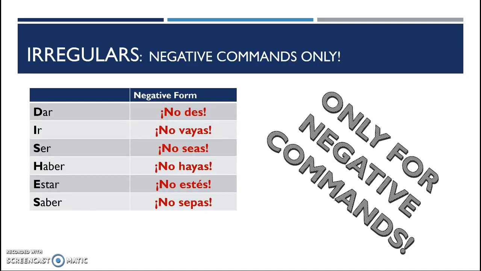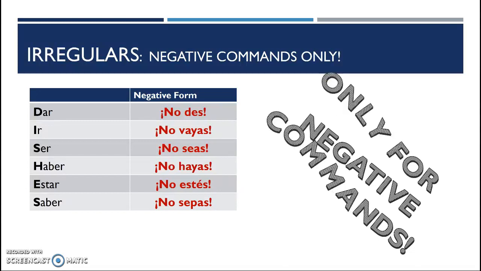For dar, no des. Ir, no vayas. Ser, no seas. Haber, no hayas. Estar, no estés. And saber, no sepas. So DISHES, or dar, ir, ser, haber, estar, and saber, they only apply to negative commands. Remember, affirmative has its own set of irregulars, and negative has DISHES.